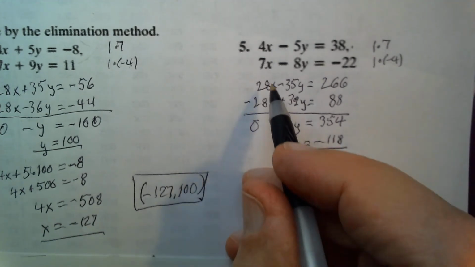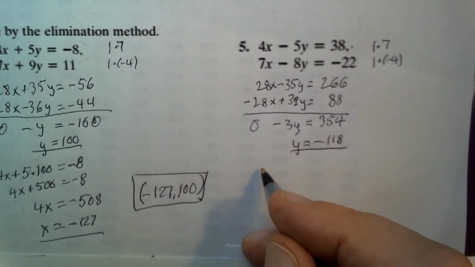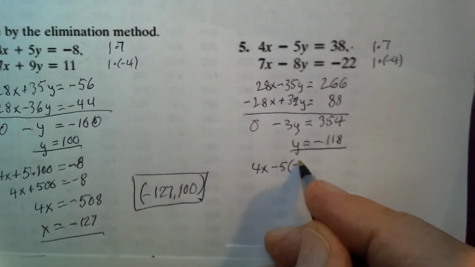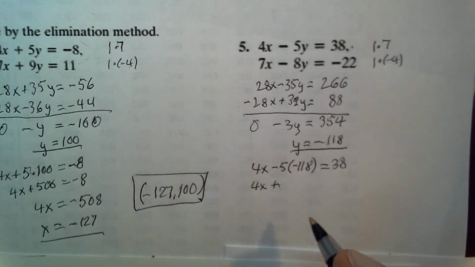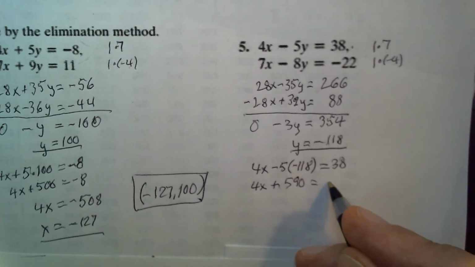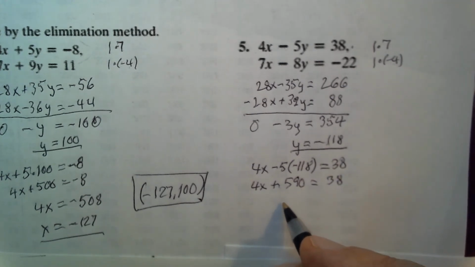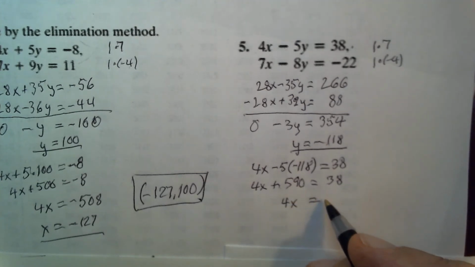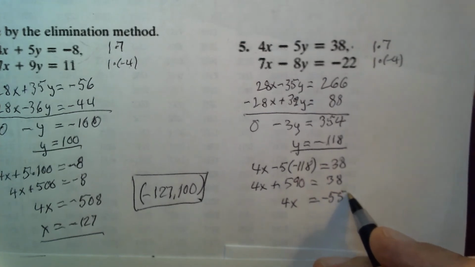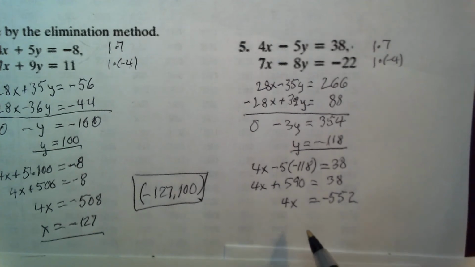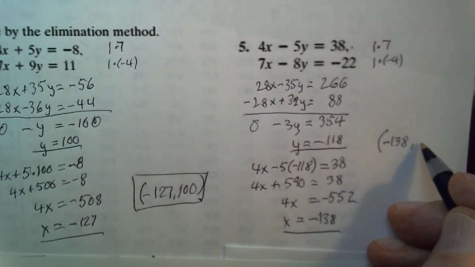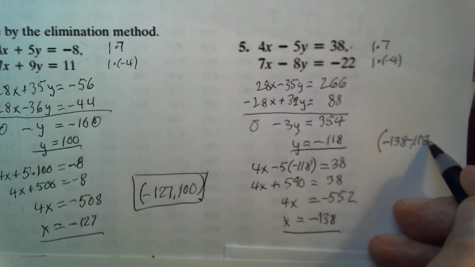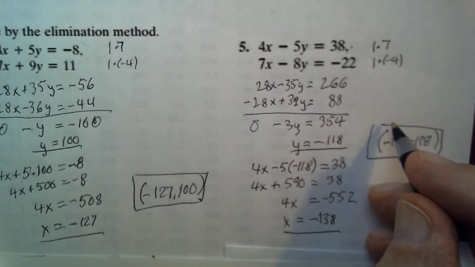Now to find out what x is, we can use the first equation. We replace y with minus 118. So 4x minus 5 times minus 118 equals 38. So that means 4x plus 590 equals 38. We subtract 590 on both sides, so that means 4x equals negative 552. And by dividing both sides by 4, we find that x is equal to minus 138. So then the ordered pair, minus 138, minus 118, is the solution set for this system of equations here.